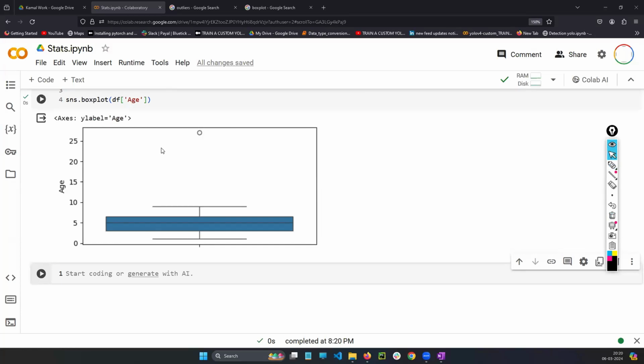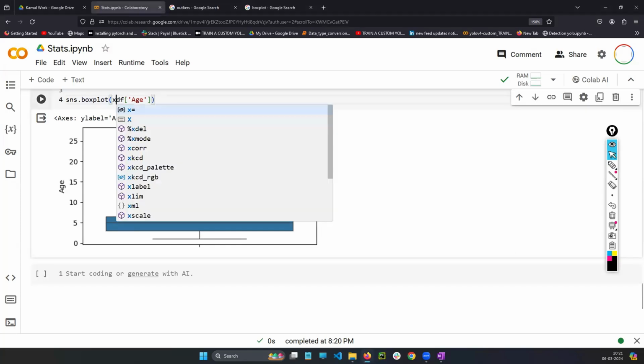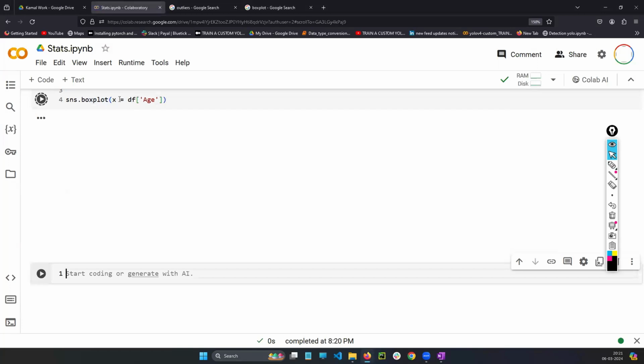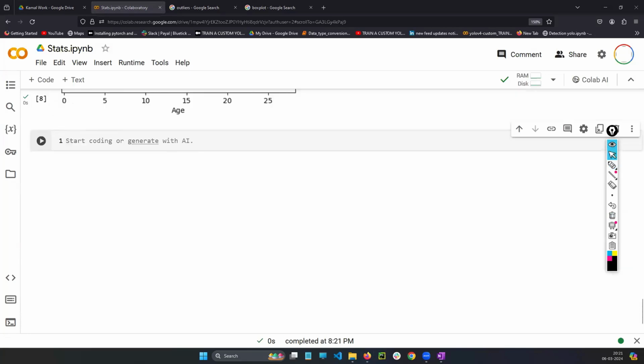If you want the visualization in reverse order, let's take it on the x-axis. Suppose in the x-axis I need the visualization. So it comes like this. See, there is one point which is staying far away. So what is this point? What is this visualization? Let's understand and deep dive into the concept.